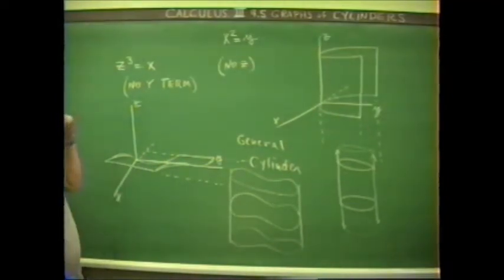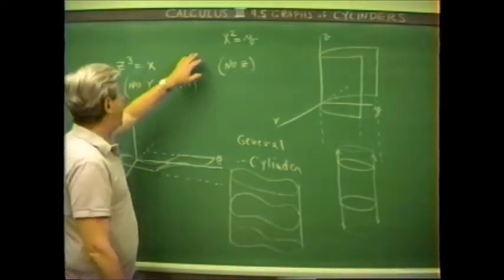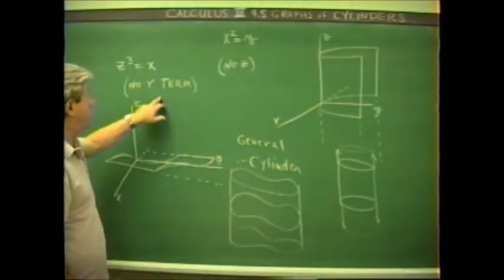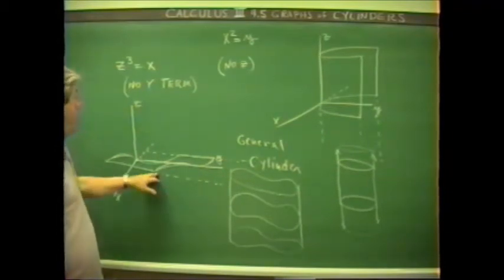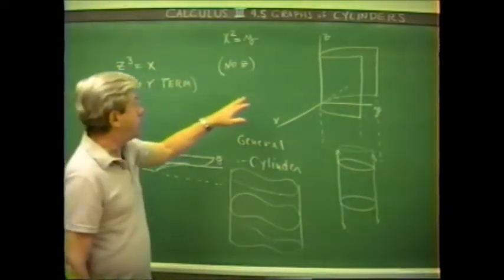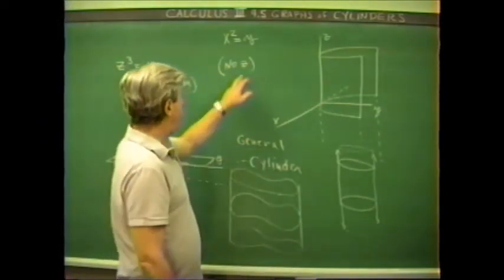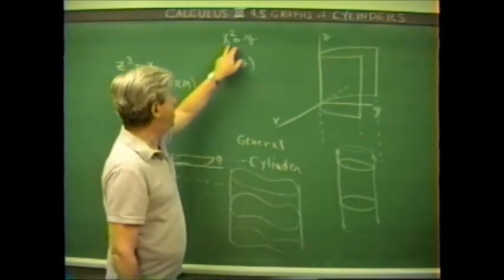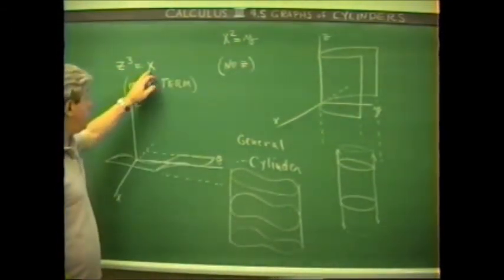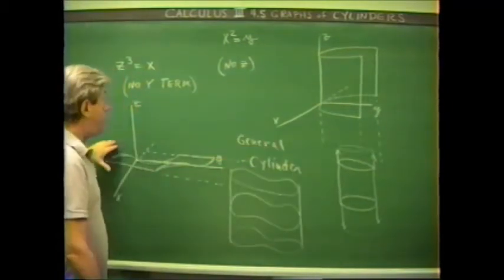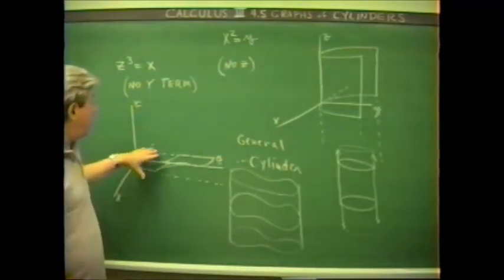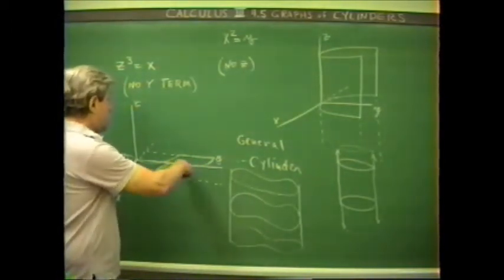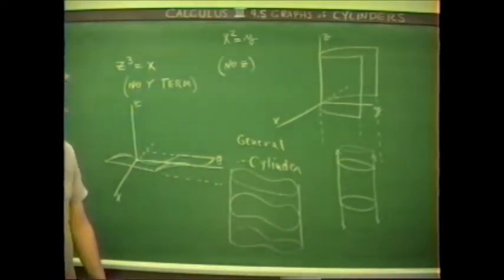So, in summary here, if you've got no z term, or no y term, or no x term, you end up with a cylinder, and you can sketch that cylinder by sketching the trace in the plane where both of the variables occur. So that, for example, here in the xy plane, and here in the xz plane, and then extending all the lines perpendicular to that plane to form a picture of the particular surface.